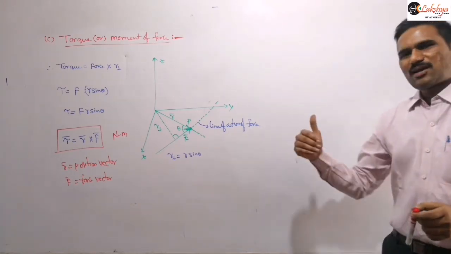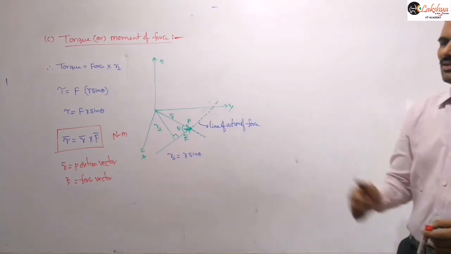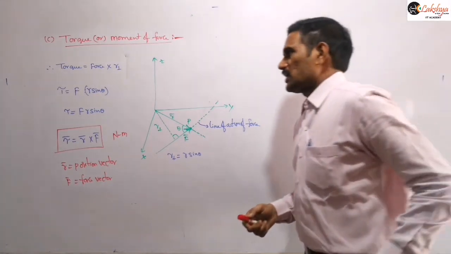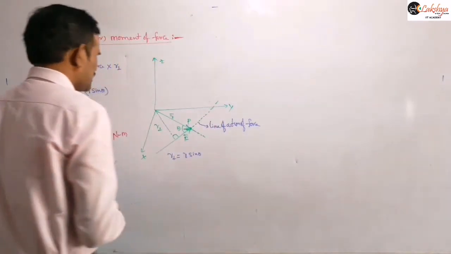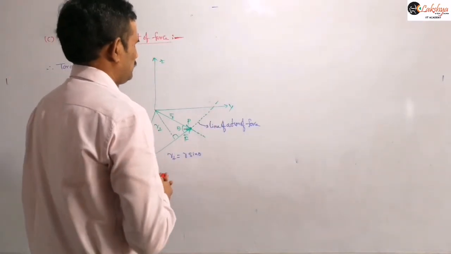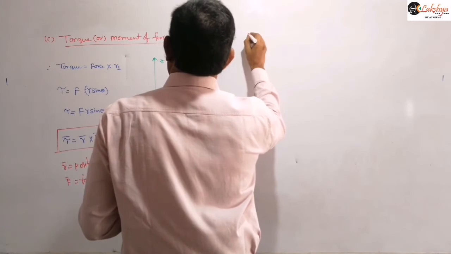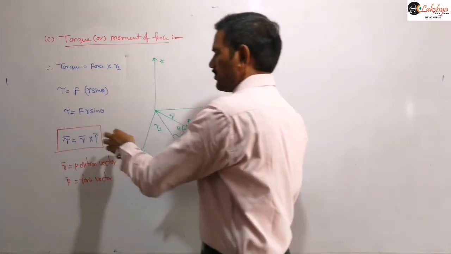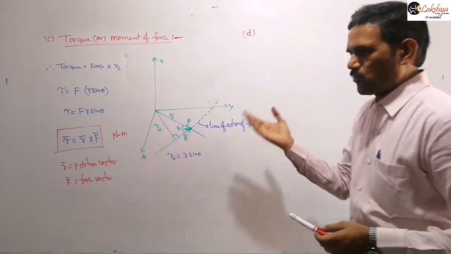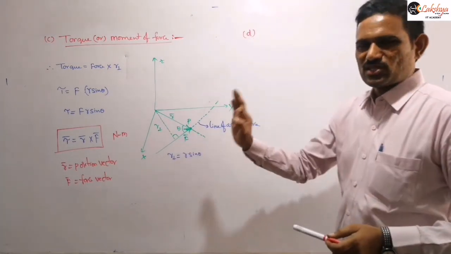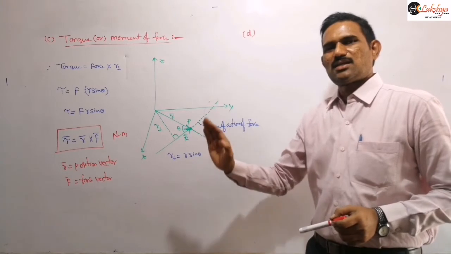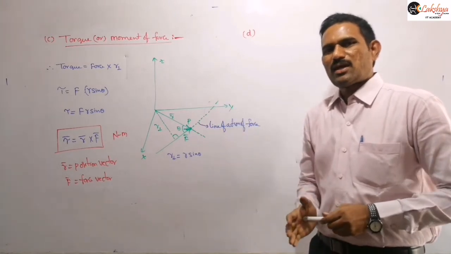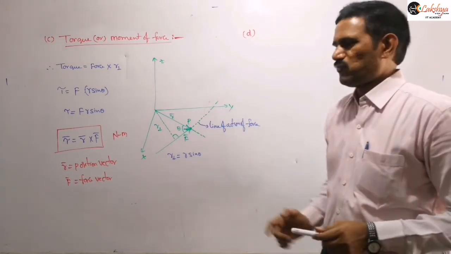And you need to write r bar cross F bar only. By using that you can identify the direction of this torque. And next, another quantity we can write here is angular momentum. Just here, about torque, you need to remember it like this, and in detail we will discuss it in rotatory motion. Just remember that we can express the torque vector as the cross product of the position vector and the force vector.